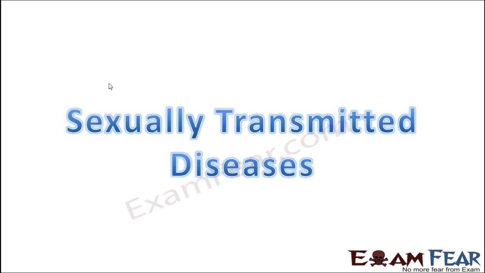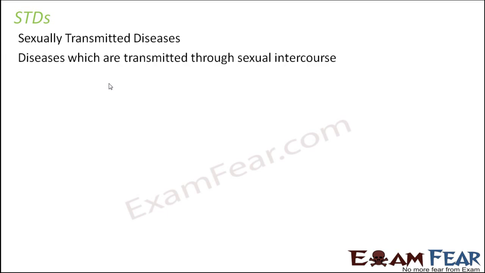So this was all about how family planning can be done, what the different contraceptive methods are, how they can be useful, and how there are certain disadvantages associated with them. Now we will talk about STDs, that is, sexually transmitted diseases. There are quite a few diseases which get transmitted only through sexual contact. However, some diseases get transmitted in other ways also, and sexual contact is one way by which they get transmitted. So, diseases which are transmitted through sexual intercourse are called sexually transmitted diseases or STDs.